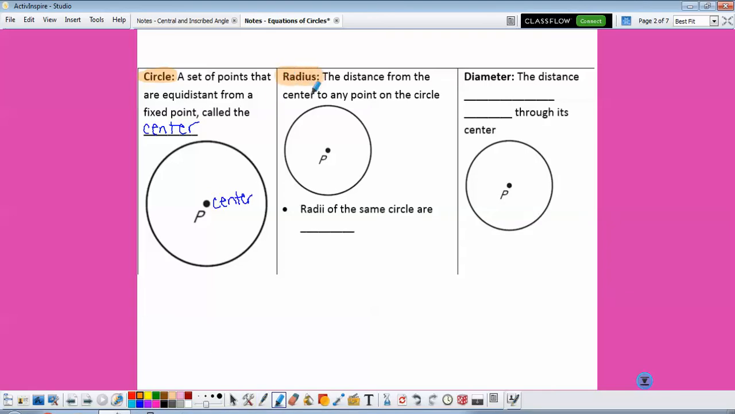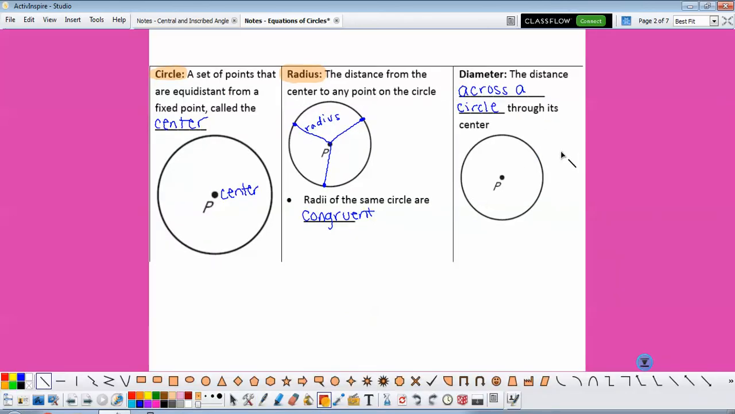A radius is the distance from the center to any point on the circle. So that's a radius, or that's a radius, or that's a radius. Radii, which is the plural of a radius, all the radii in the same circle are congruent. The diameter is the distance across a circle through the center. So something like that, all the way across.